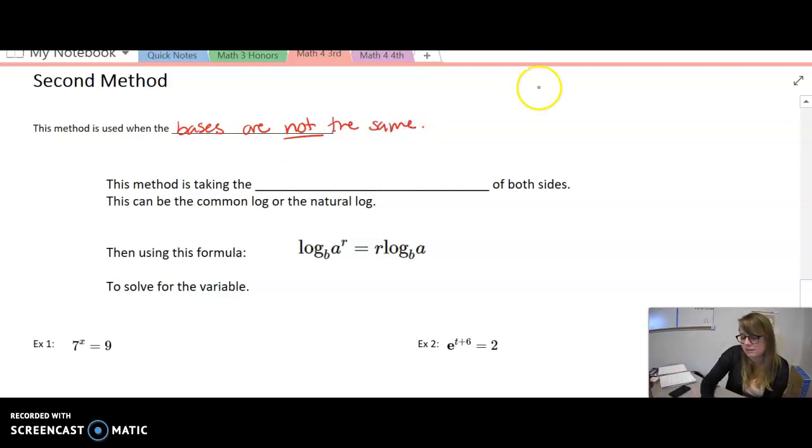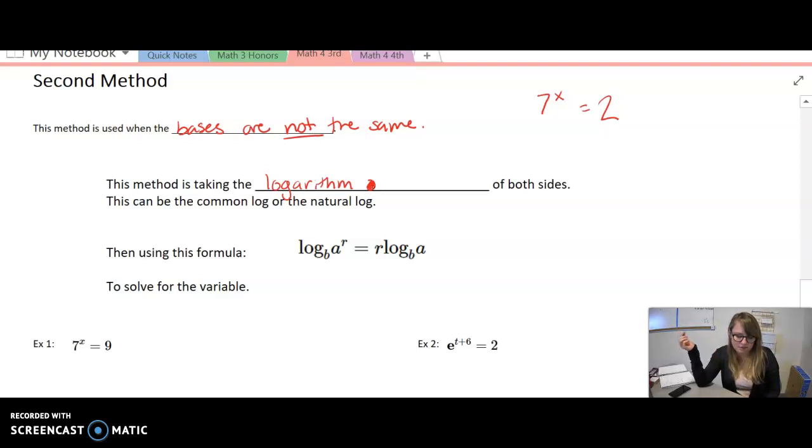And this means if we had 7 and 2, we can't change 7 or 2 to make them the same base, so we have to use this method when we cannot manipulate our bases. This method is taking the logarithm of both sides. This can be the common log or the natural log. Common log meaning just log, and natural log being ln.